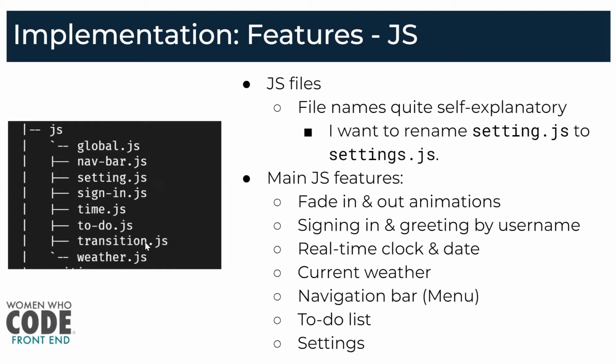And this is the structure for JavaScript. So JavaScript file names are quite self-explanatory, but again, I want to rename settings.js to settings.js. Some main JavaScript features include fade in and out animations, signing in and greeting by username, a real-time clock and date, current weather, navigation bar or menu, and to-do list and settings.